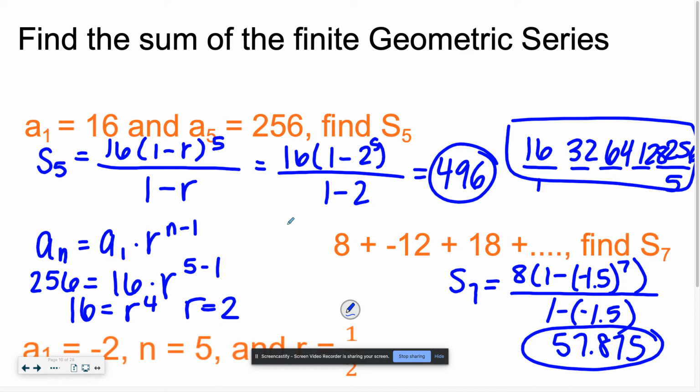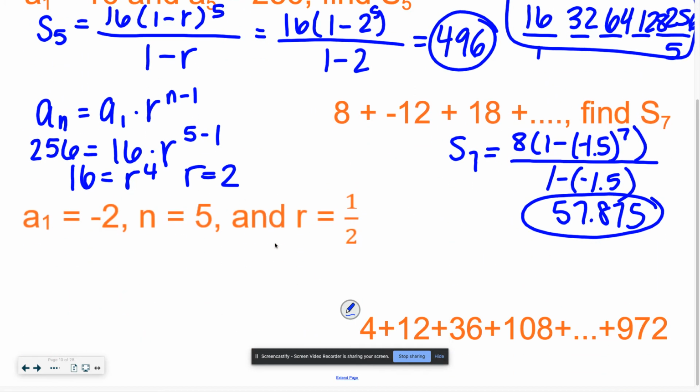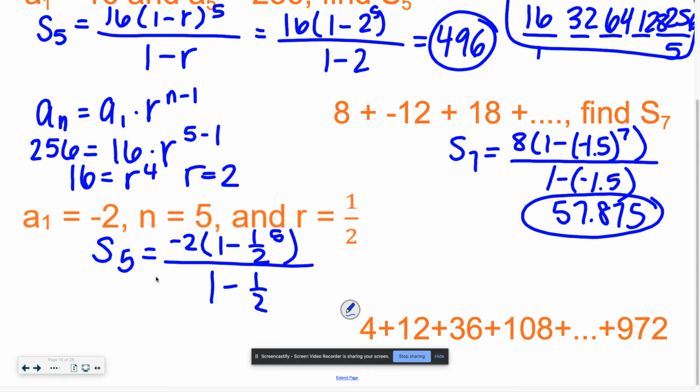All right. So then our next problem down here at the bottom, we scroll up. There was a hidden one down there too. So if I start with S of n, this case is 5. My first term is negative 2. They give me my common ratio. And that one is as easy as it can be, plugging it in.